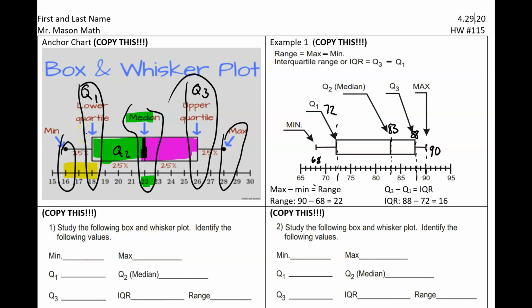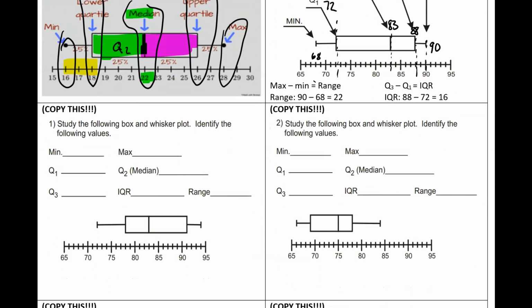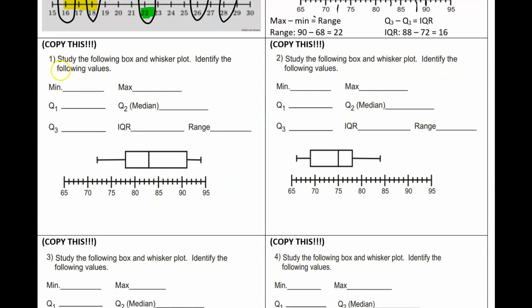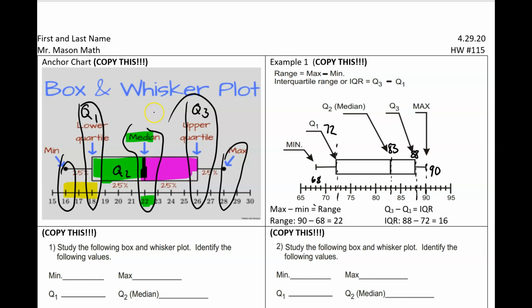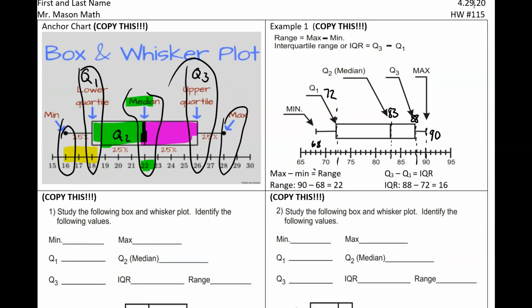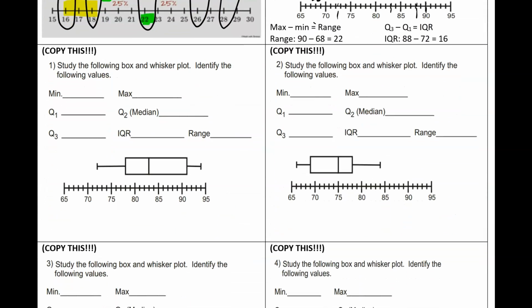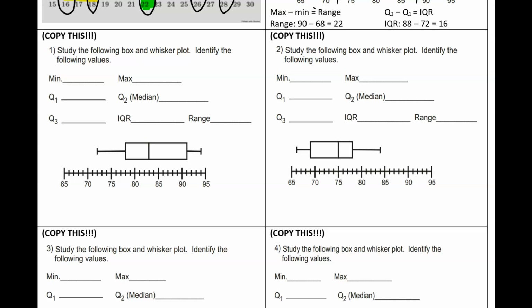So what you're going to do is you're going to copy each of these problems onto your paper. That's why I had you draw out 6 boxes. There's only 4 problems. Make sure again that you copied this anchor chart and this example number 1 on your paper. I will not accept your homework unless you've done that. And we're going to do one of these problems together, and then you're going to take it from here.